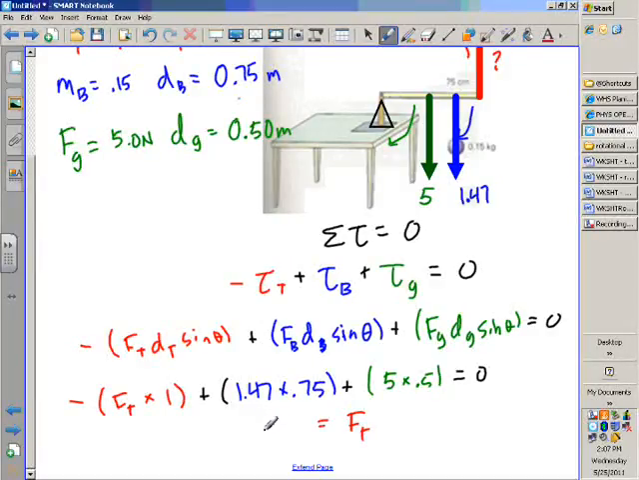So T equals 3.6? Yeah. No, it is. How's that? Yep. That work?